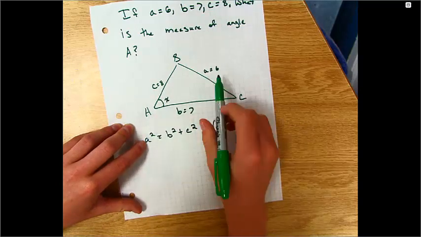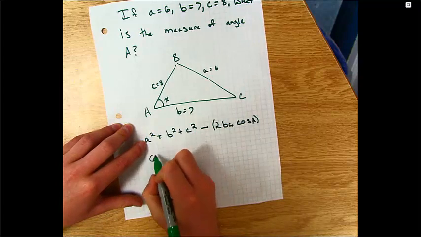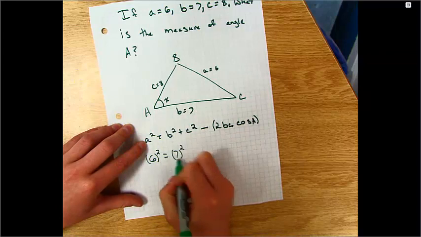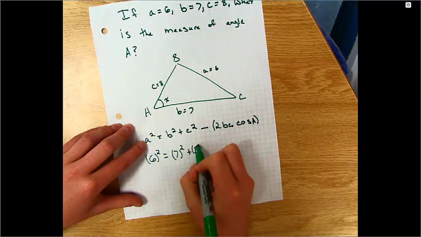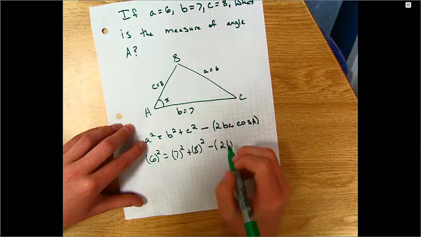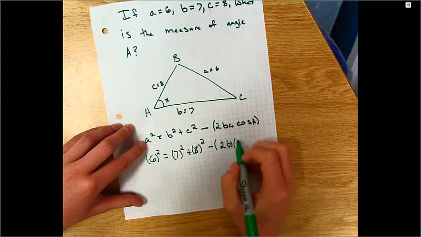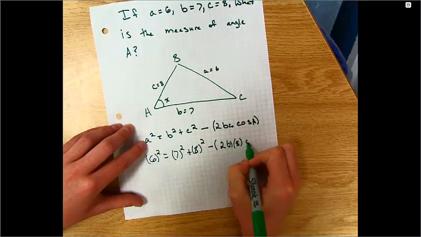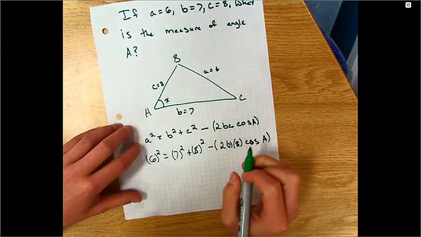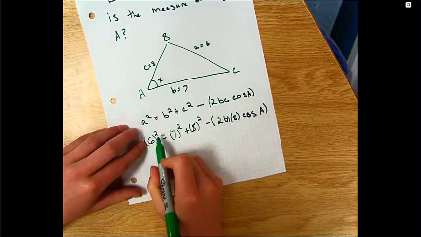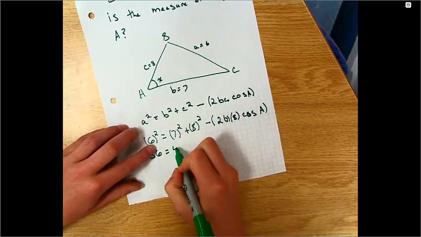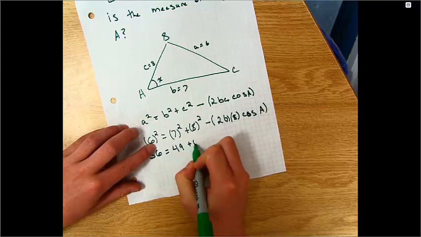So a is going to equal 6 in this case. So 6 squared equals b, so 7 squared, plus c, 8 squared, minus 2 times b, so 7, and then c, which is 8, cosine A, because you're trying to find out what A is. So now 6 squared is 36, 7 squared is 49, and 8 squared is 64.